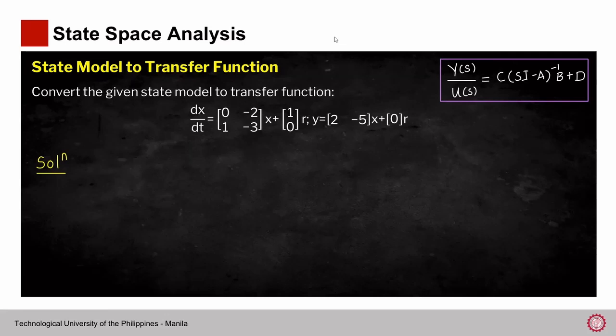Okay guys, so let's do it step by step. What do we mean by SI minus A? Remember, let's name this one. So ito yung A natin, guys.